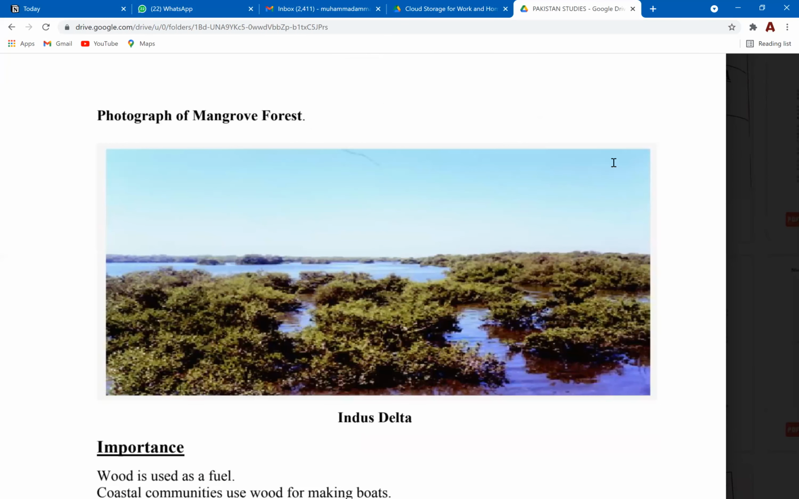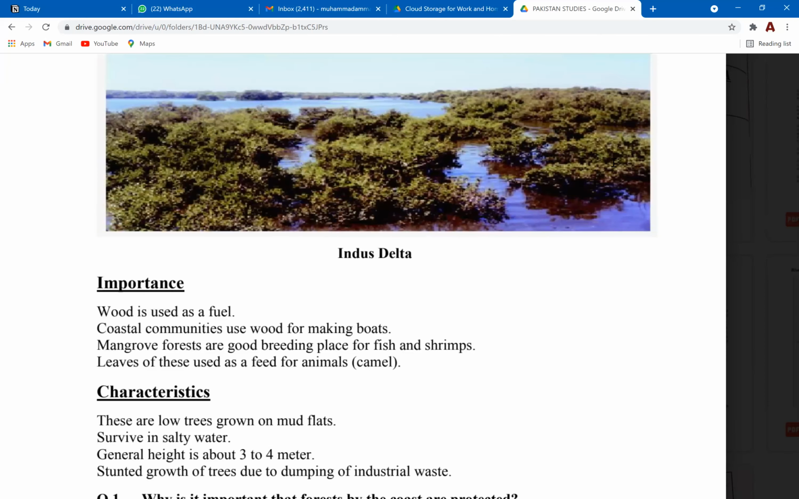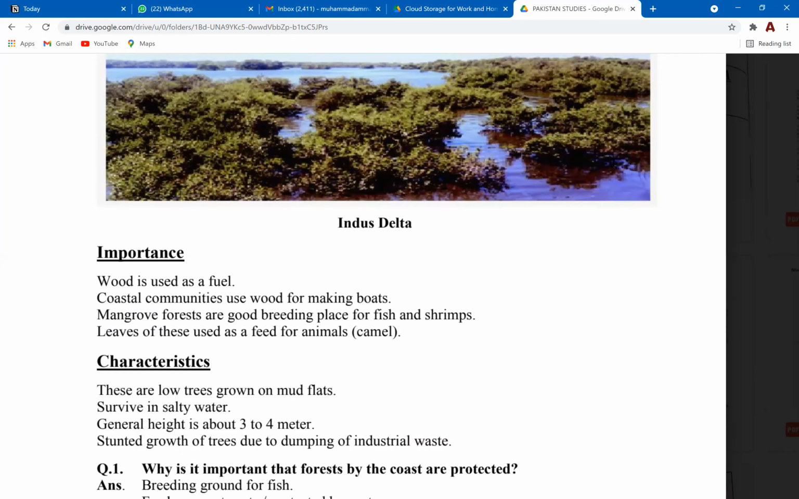This is an example of mangrove. See, they need a lot of water to grow, and obviously they can grow in the seawater as well, salt water as well, because the roots are designed in such a way that they retain the salt and filter the salt out. So the wood is used for fuel. Coastal communities use wood for making boats. Mangrove forests are a good breeding place for fish and shrimps. Leaves of these are used as a feed for animals.